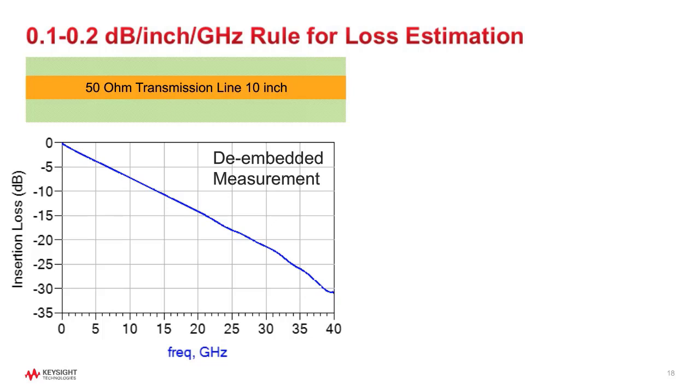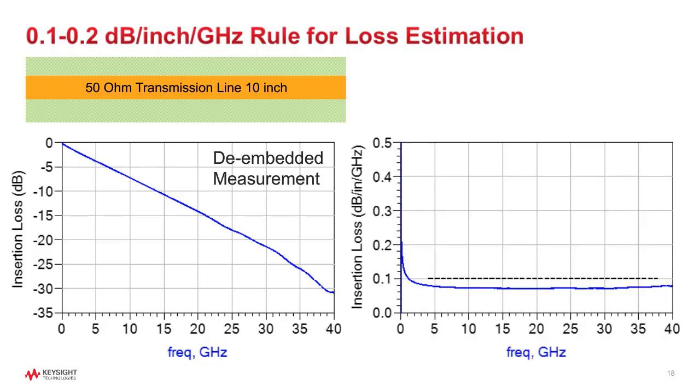So there's only the traces we're looking at. Now, if we want to look at the per inch per gigahertz metric, what we need to do is divide this curve by 10, because it's 10 inches, and divide it through our frequency. And what we find is this. I put a little dotted line over there. That's at 0.1 dB loss per inch per gigahertz. It is crazy how flat it is as you go to higher and higher frequency. It remains at around 0.1.